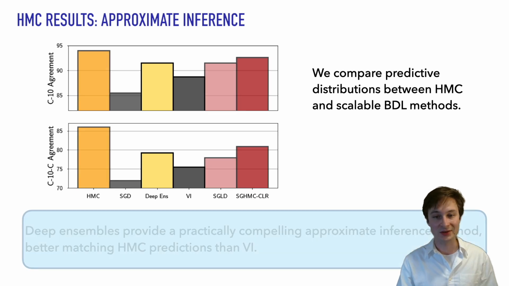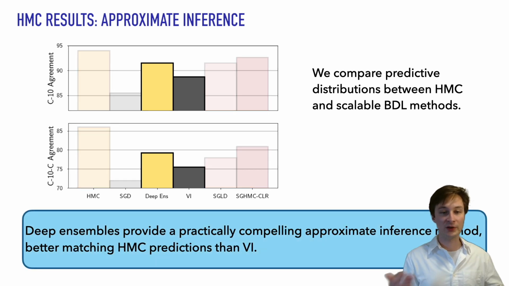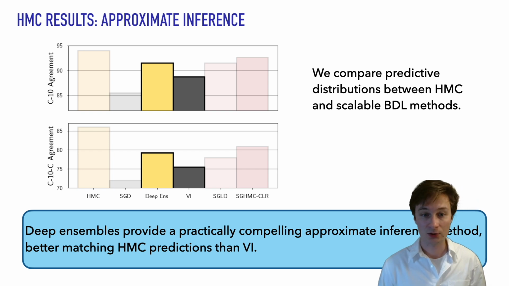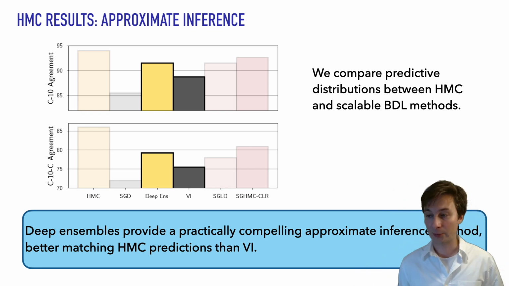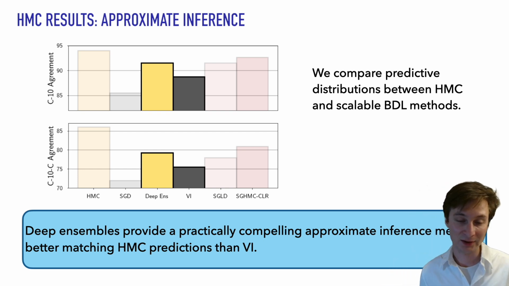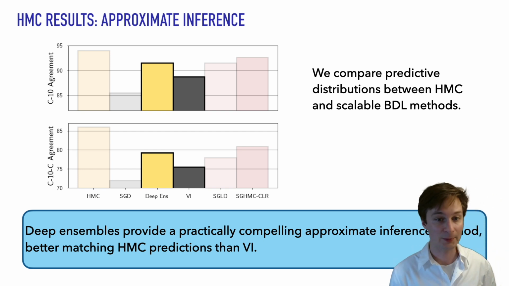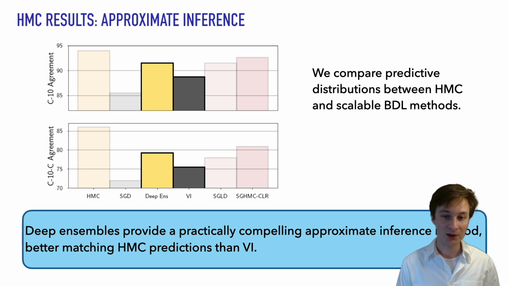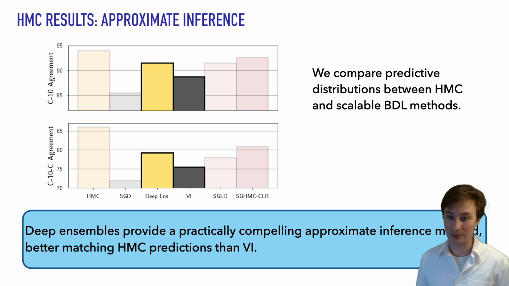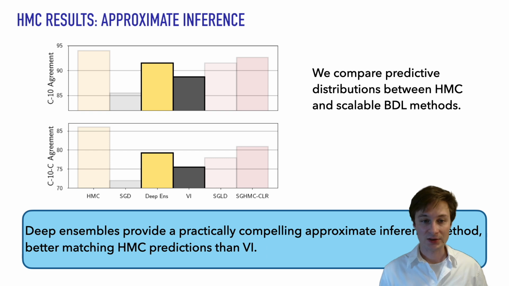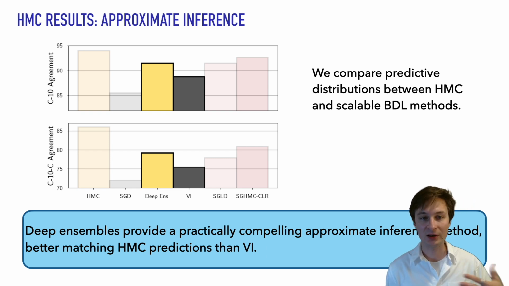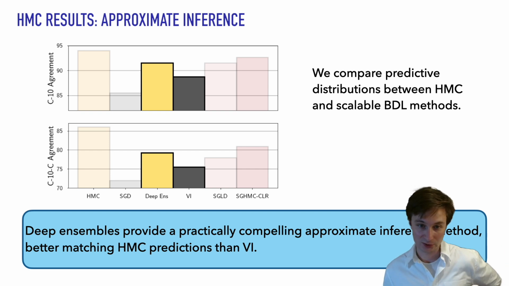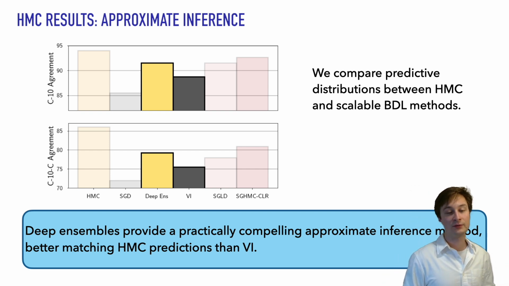But one interesting thing is the comparison between variational inference and deep ensembles. Variational inference is one of the more standard methods for approximate inference in deep learning and is often viewed as an example of a Bayesian method, while deep ensembles are often viewed as an example of a non-Bayesian method. But we find that this distinction is quite arbitrary, because deep ensembles are in fact a better, closer approximation to the predictions of HMC than variational inference.